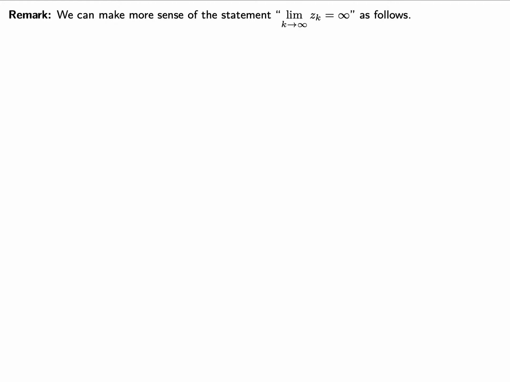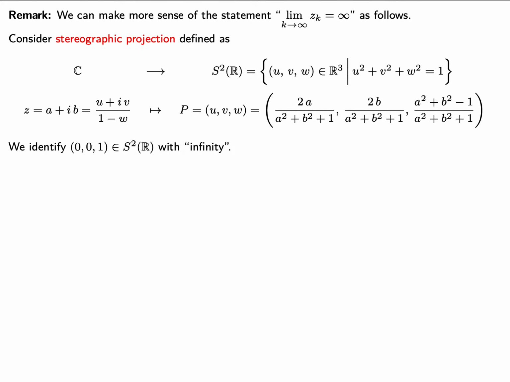There's also another mathematical way that we can make sense of the statement, the limit as k increases without bound of z sub k equals infinity. The idea is to consider, instead of the complex numbers as numbers, we'll think of them as points on a sphere. So if we have a complex number a plus bi, we can now write that as a point on the sphere as the point p, which is (u, v, w). In this way, we'll identify the north pole of the sphere, namely the point (0, 0, 1), with infinity as a, quote, complex number, unquote.